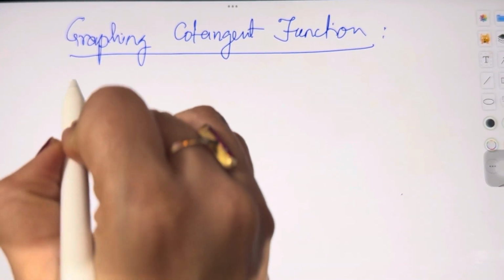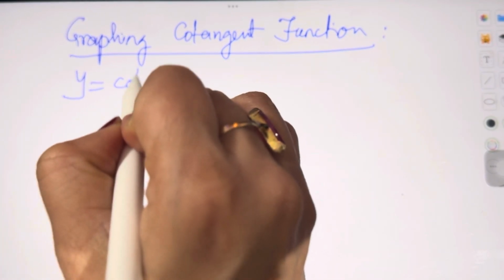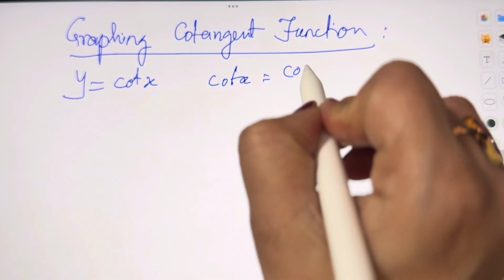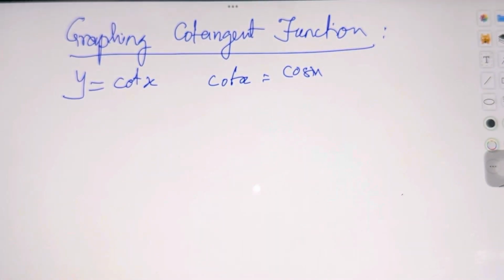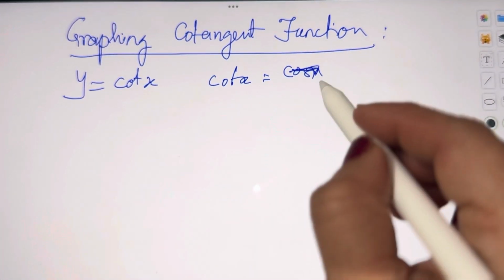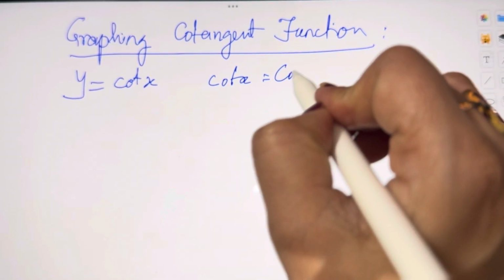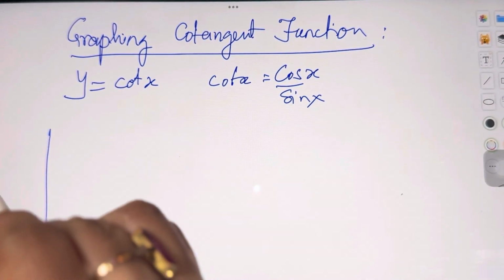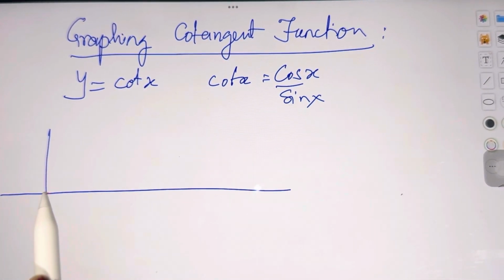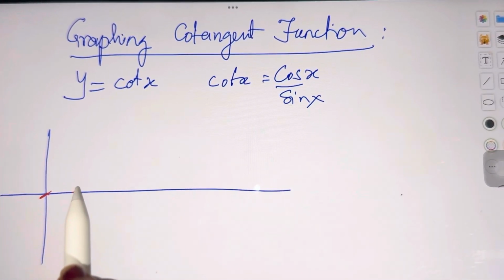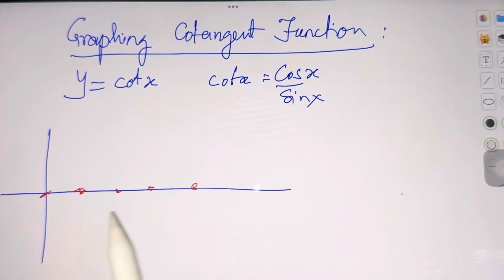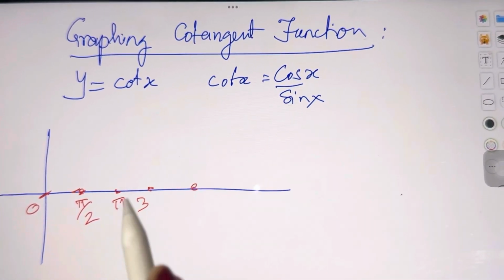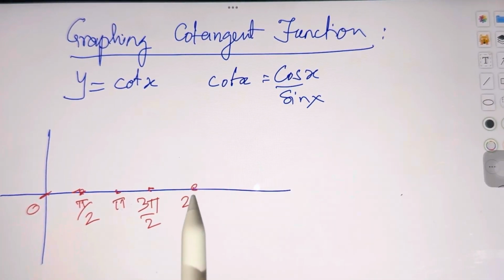So the parent function is y is equal to cotangent x. What is cotangent function? It is cosine function over sine function. So to draw the graph, as you know, I always like to have my basic 5 points, 1 2 3 4 5, which is 0, pi by 2, pi, 3 pi by 2, and 2 pi.